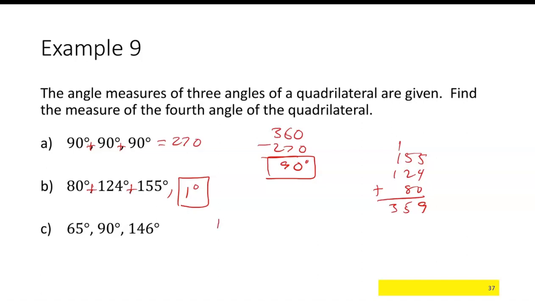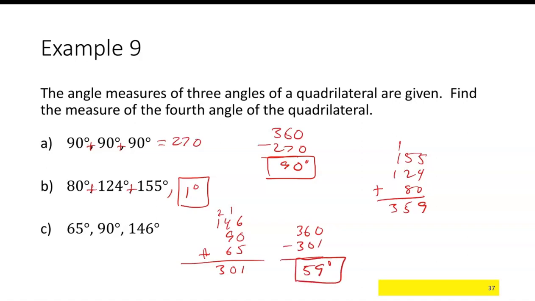And then if I go 146 plus 90 plus 65, that comes out to 301 degrees. And then 360 minus 301 is 59 degrees. So the missing angle for part C is 59 degrees.